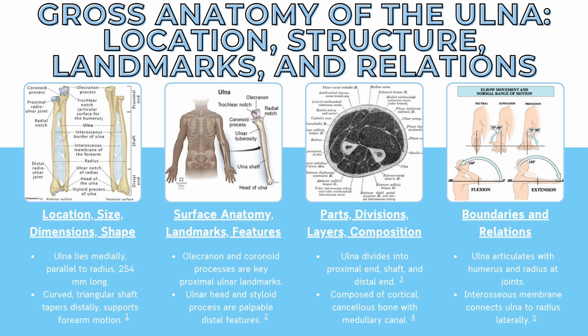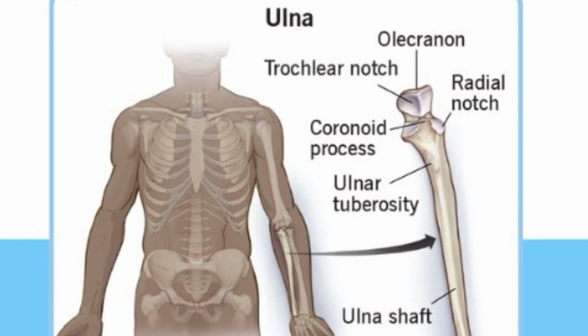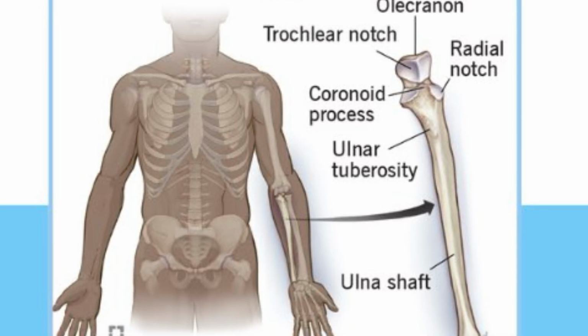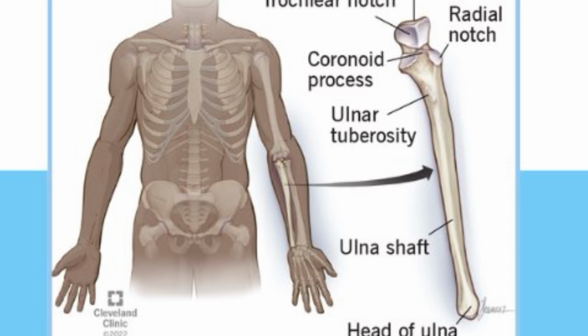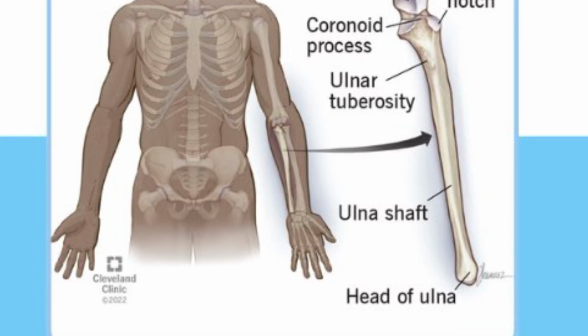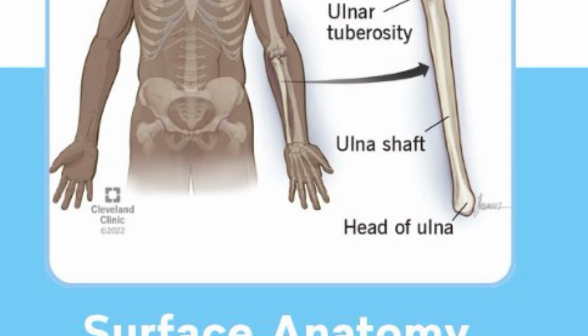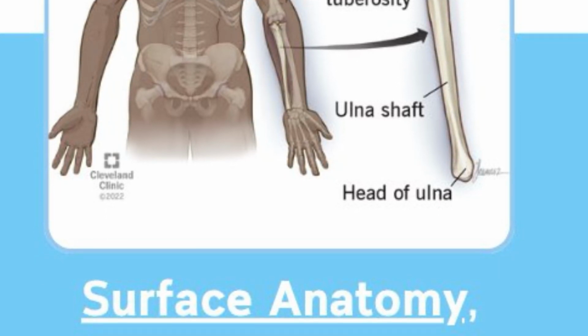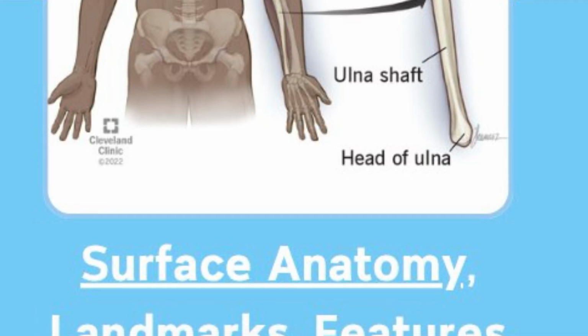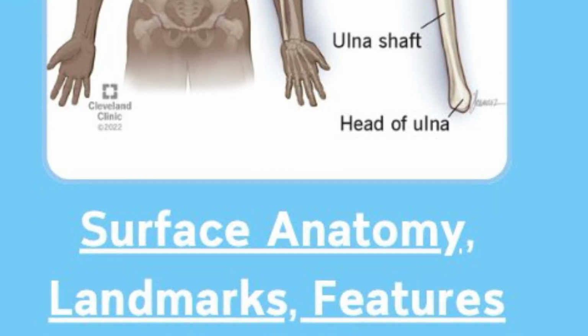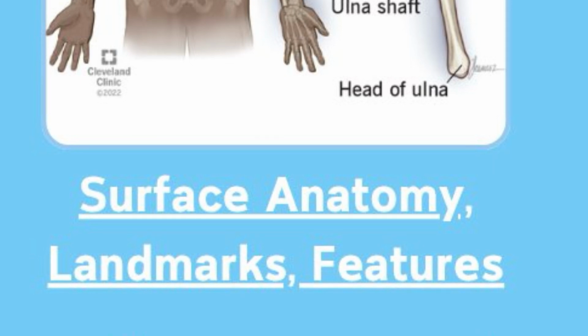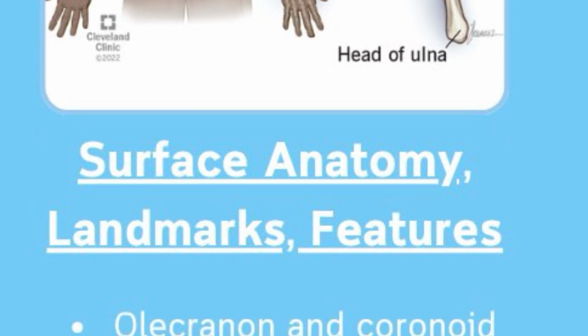The ulna has several prominent features and landmarks that you can feel under the skin. At the proximal end, the olecranon process forms the bony tip of your elbow, easily felt when you bend your arm. Just below it, the coronoid process projects forward, interlocking with the humerus to stabilize the elbow joint during movement. The ulna shaft, or body, is long and slender, with three distinct borders: the anterior, the posterior, and the interosseous.